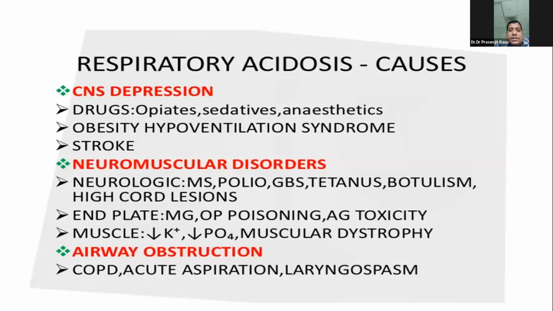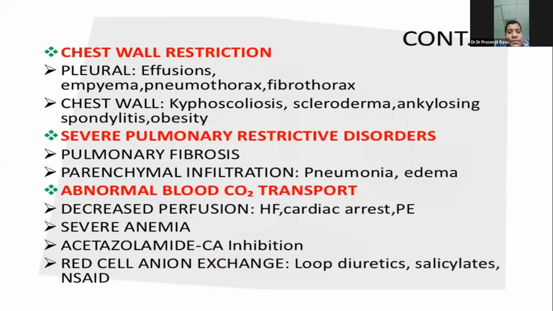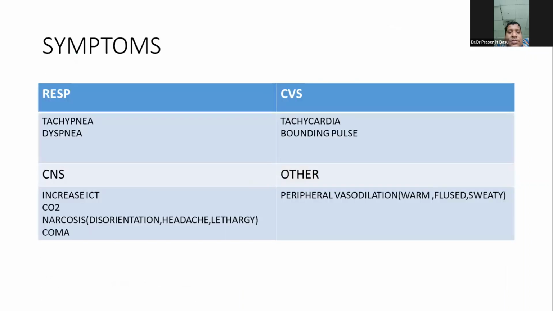Respiratory acidosis causes: CNS depression, like drugs, opioids, sedatives, anesthetics, obesity hypoventilation syndrome, stroke. Neuromuscular disorders include polio, GB syndrome, tetanus, botulism. Chest wall restriction: pleural effusion, empyema, pleural fibrosis, chest wall kyphoscoliosis, scleroderma, ankylosing spondylitis, obesity. Severe pulmonary restrictive disorders like pulmonary fibrosis, parenchymal infiltration, pneumonia, edema. Abnormal blood CO2 transport, decreased perfusion: heart failure, cardiac arrest, pulmonary embolism.